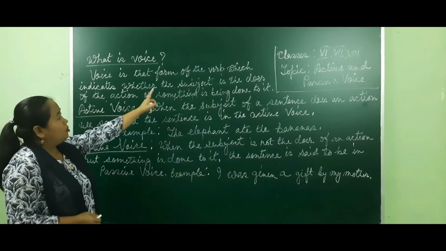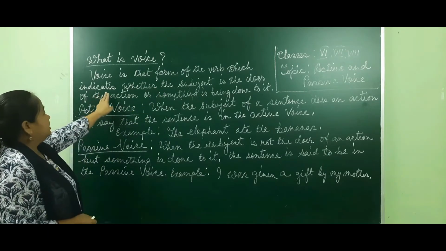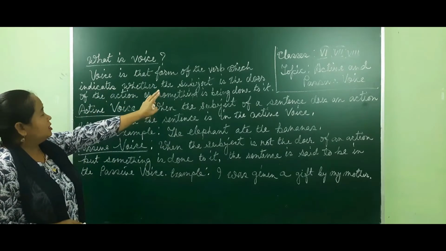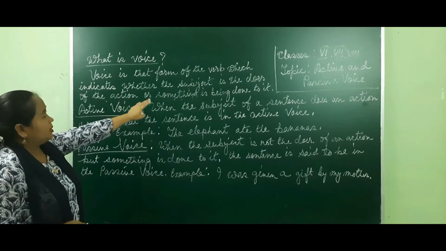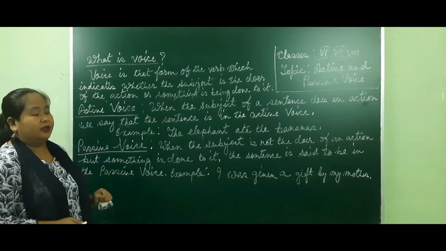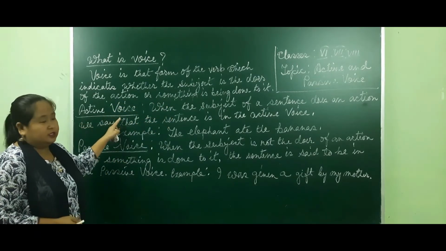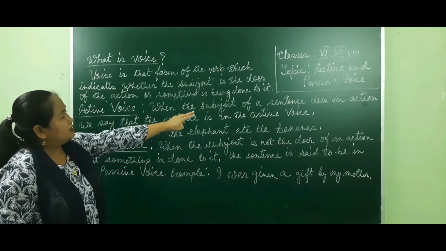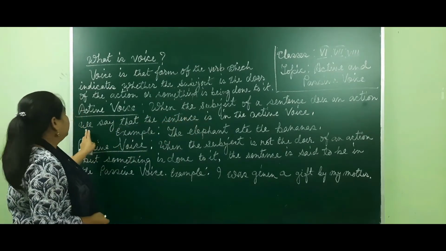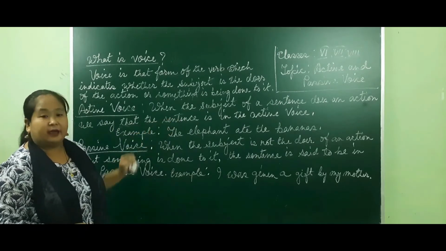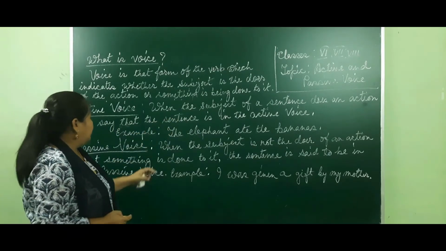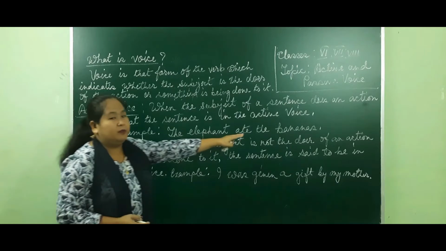Voice is that form of the verb which indicates whether the subject is the doer of the action or something is being done to it. Okay, so what is an active voice? When the subject of a sentence does an action, we say that the sentence is in the active voice. For example, here, the elephant ate the bananas.